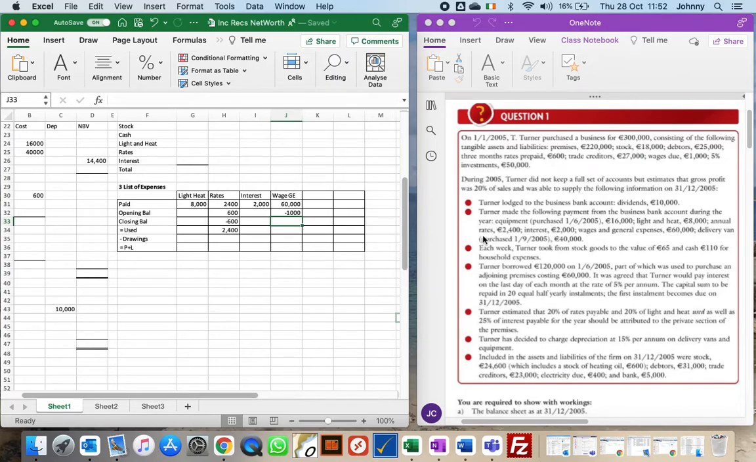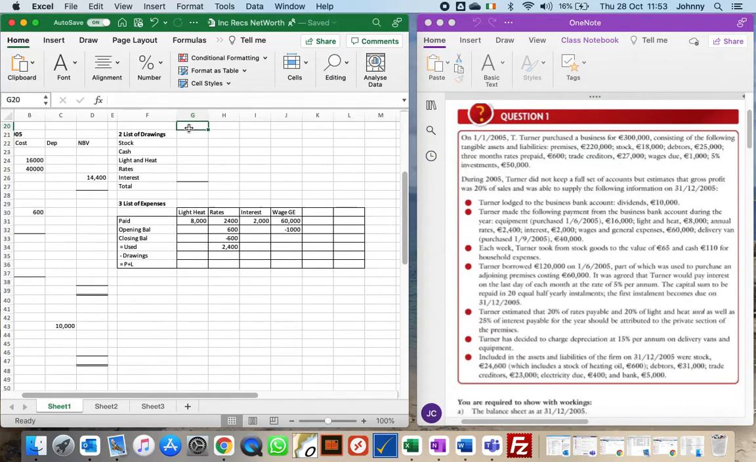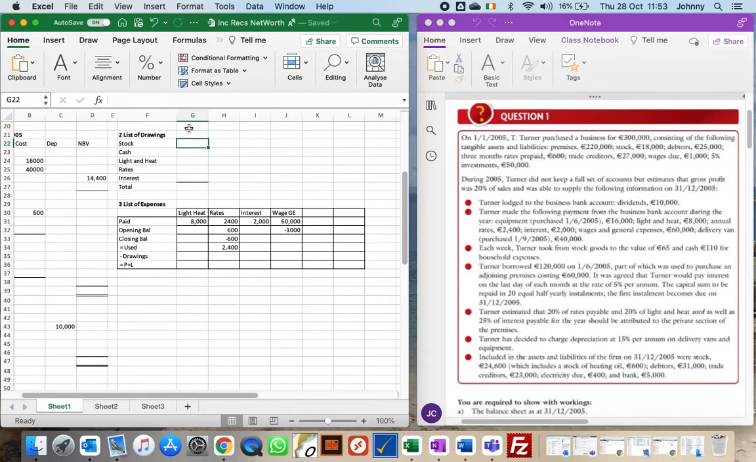Now, we've dealt with this bit here. Each week he took stock, so this is drawings for household expenses. So this is my list of drawings. It's each week, so it's 52 weeks multiplied by how much money? 65 euro. And he took cash, 110 for household expenses, so it's 52 weeks times 110.